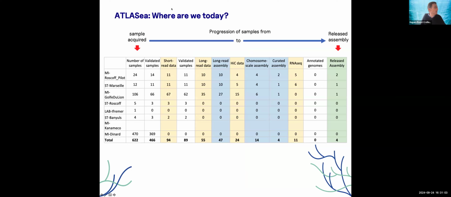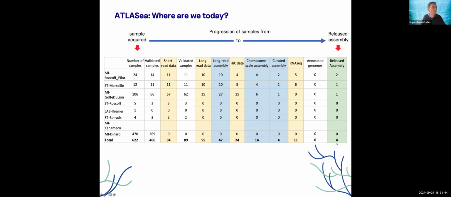In numbers, exactly. So this is a table which summarizes, from left to right, the kind of progress a sample goes through, from the collection and arrival at acquisition, if you like, at Genoscope, wherever it was sampled from, and then short read data, long read data, then long read assembly, Hi-C for assembling into chromosome scale scaffolds, a curation, and then finally the last column here is the release to a public repository.